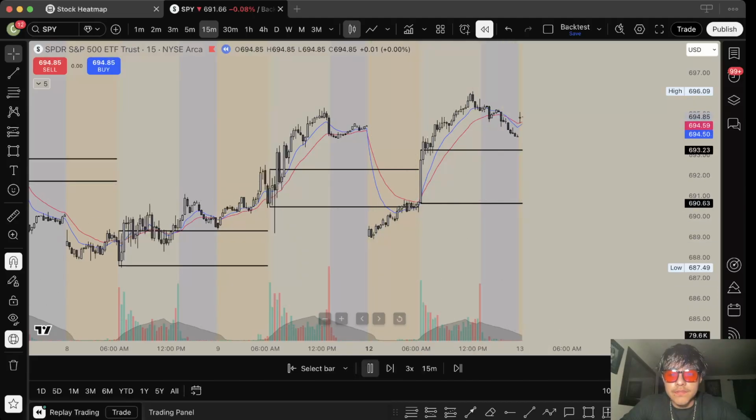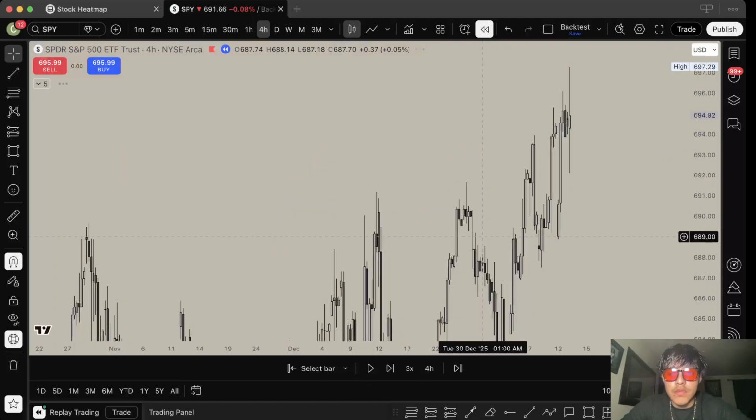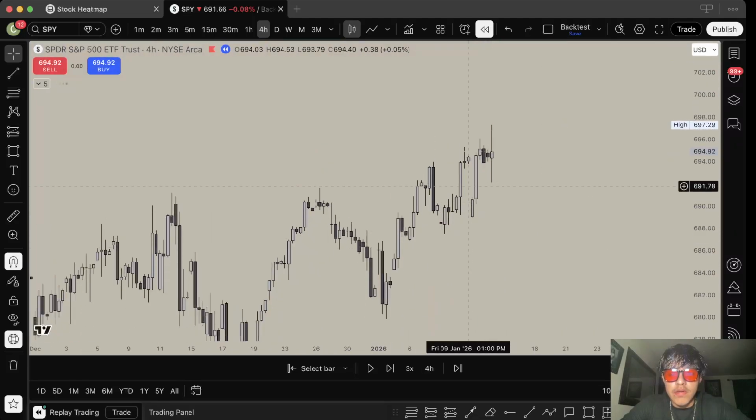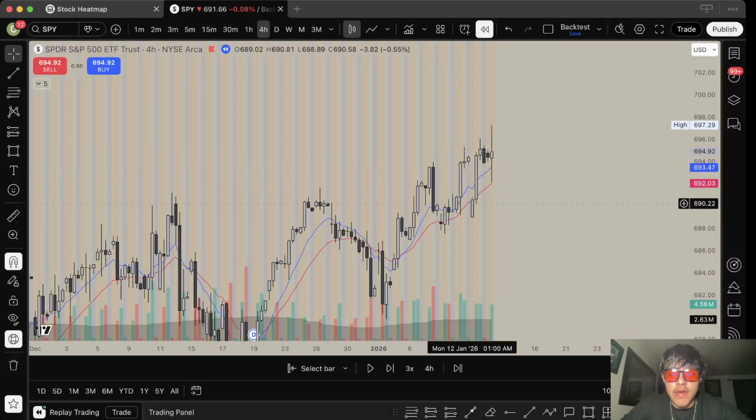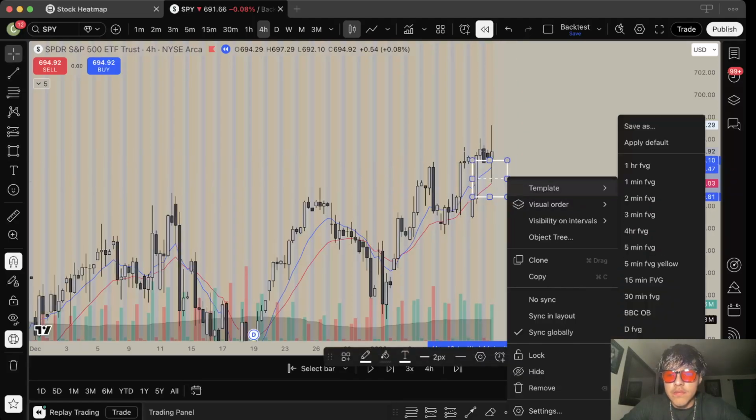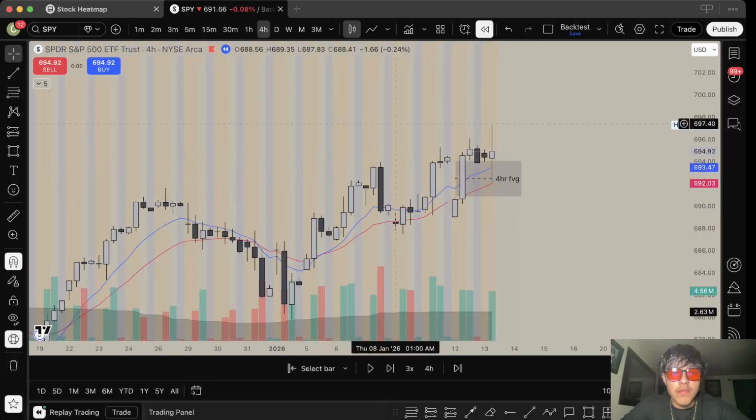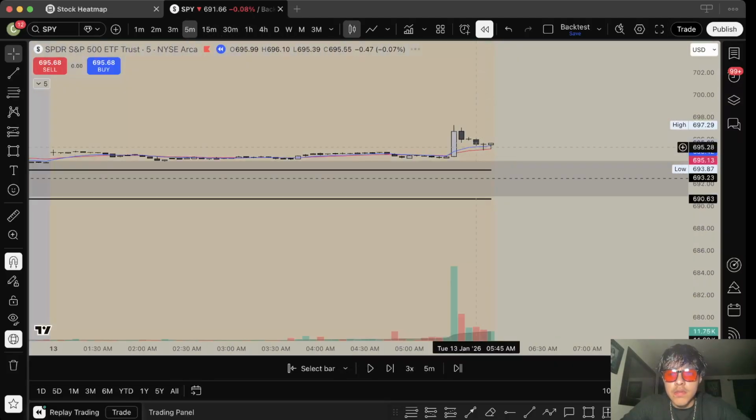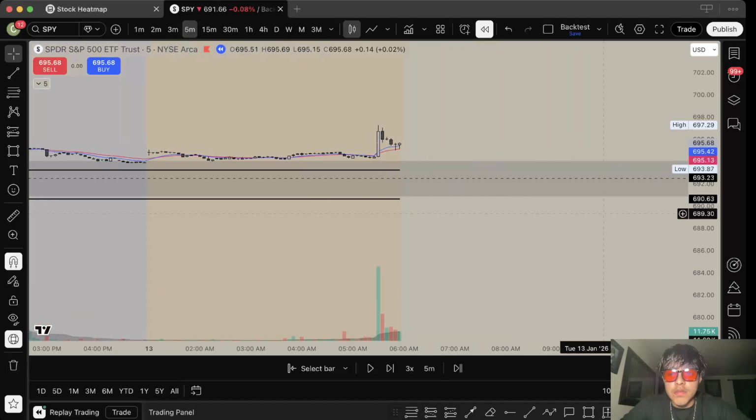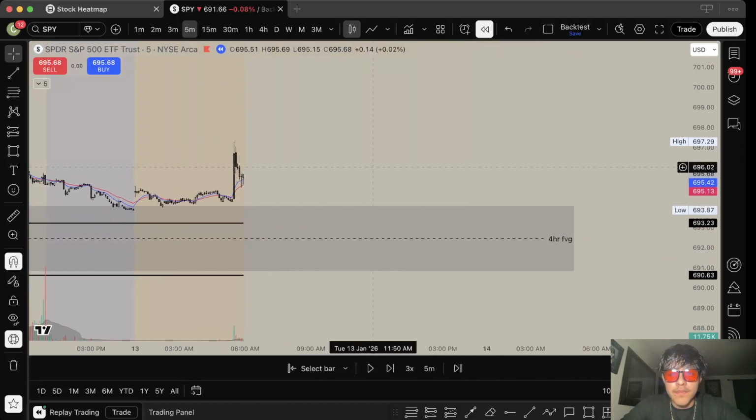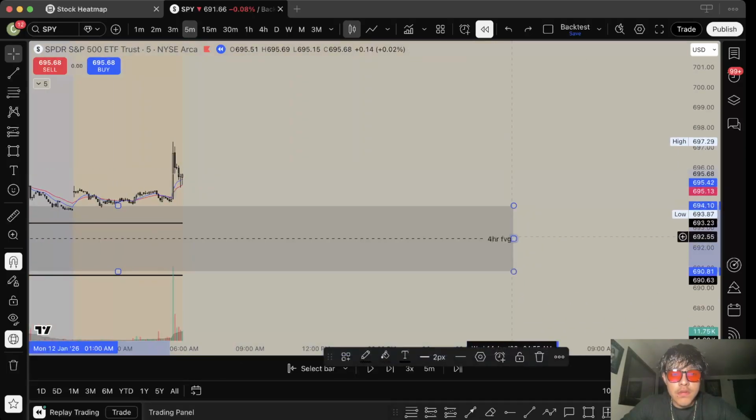So let's see, what do we do? We go back and we notice, okay, cool, we gap down from Friday to Monday, but we ended up climbing higher on Monday and we made this 4 hour fair value gap right here. So let me label this 4 hour fair value gap, okay? Now let's see what price does. We're about to get market open right now on this. See what it does.